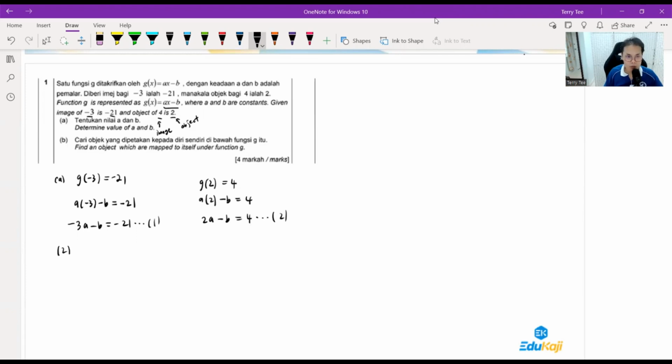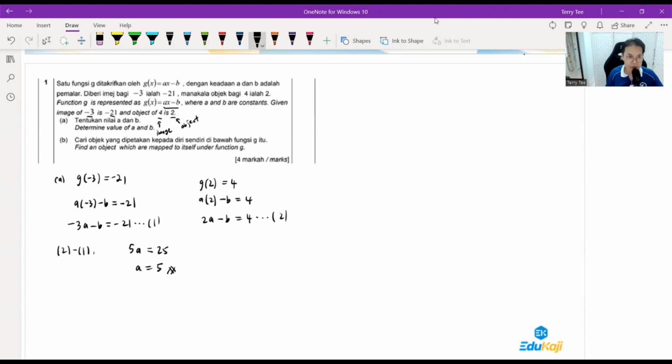Now let's take equation 2 minus equation 1. Here I'm using elimination. 2a minus 3a is going to give us -a, minus b minus minus b is going to cancel out. So you get -a equals 4 minus 21, which is going to give us -25. So my a is just 25 divided by 5.